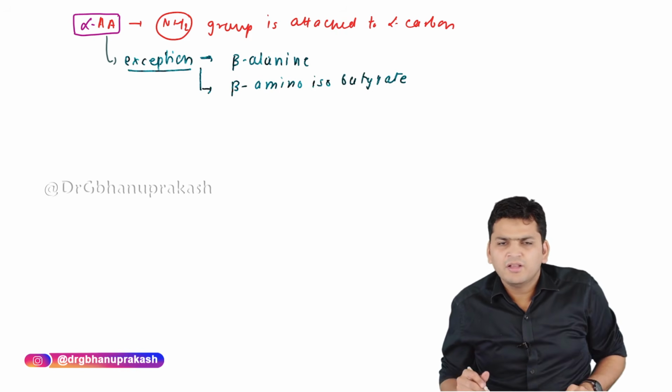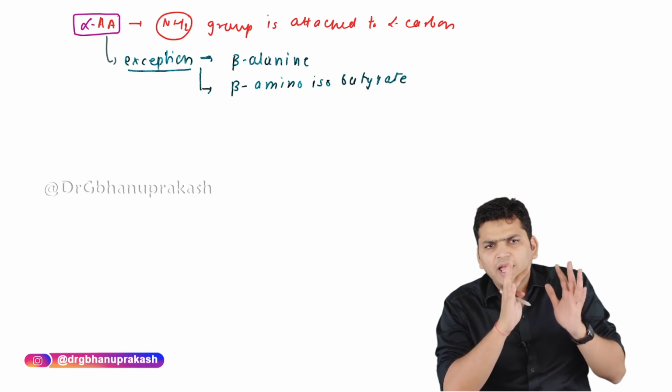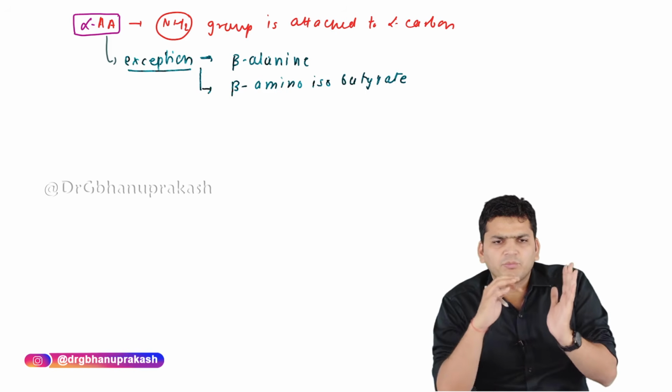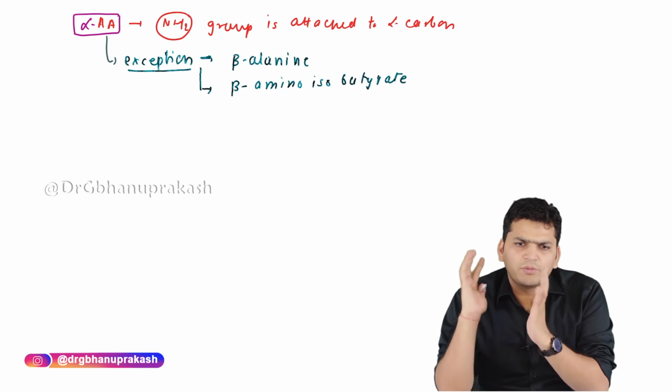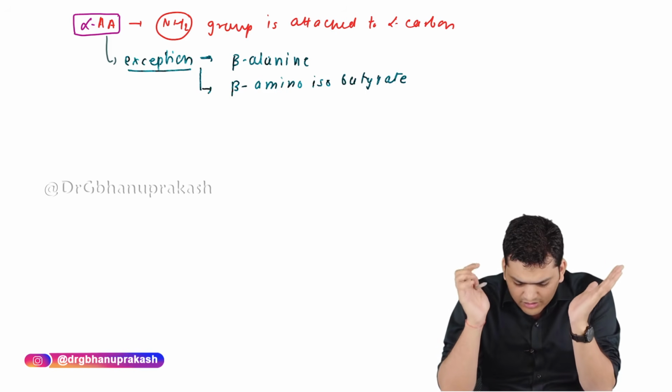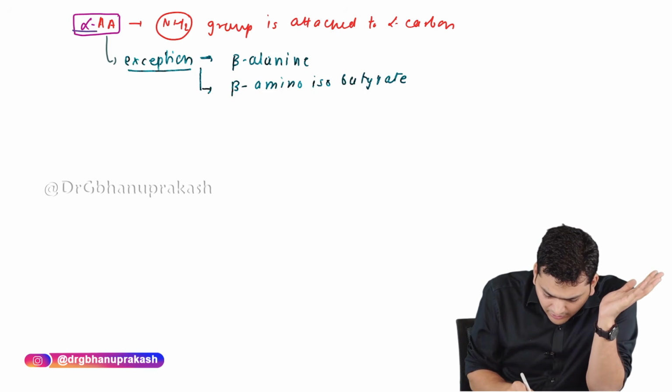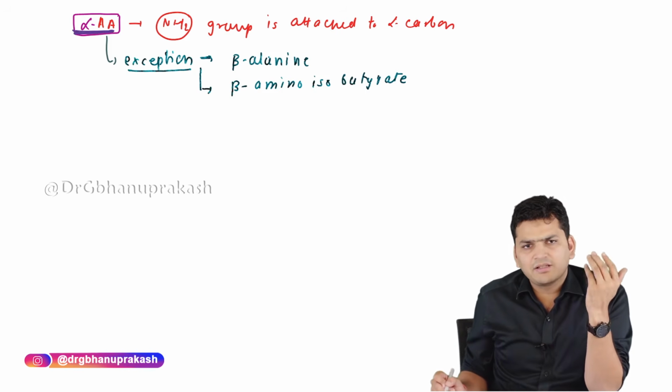Gamma amino isobutyrate. So the name itself is very clear that we have a prefix: beta alanine, beta amino isobutyrate, gamma amino isobutyrate, where the amino group is not attached to the alpha carbon. So this is the first definition that we need to remember in respect of the amino acid, that is alpha amino acid.